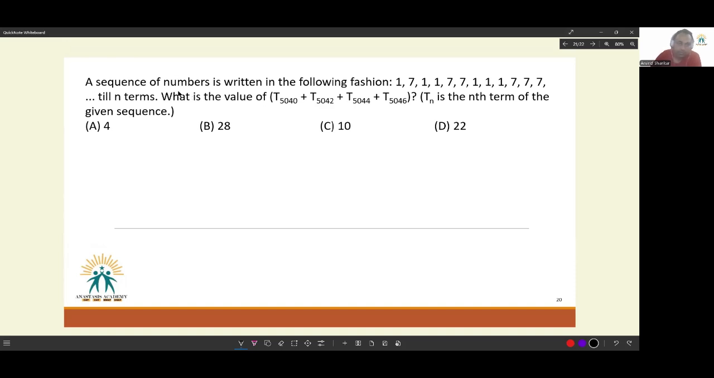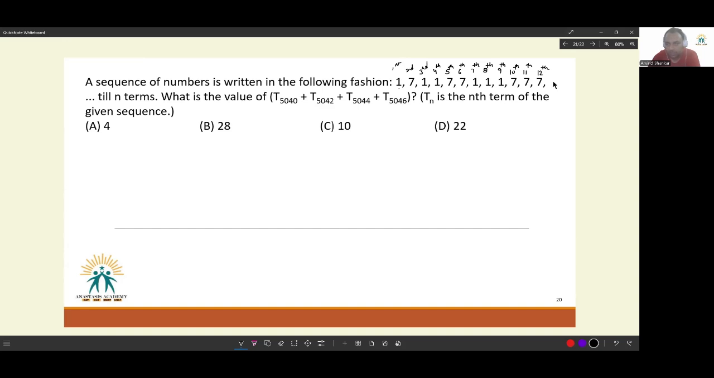Look at this. A sequence of numbers is written in the following fashion. This is the first number, second number, third number, fourth number, fifth number, sixth number, seventh number, eighth number, ninth number, tenth number, 11th number, 12th number, so on and so forth. The sequence is written as: 1, 7, each repeated once. 1, 1, 7, 7, each repeated twice. 1, 1, 1, 7, 7, 7, each repeated three times.